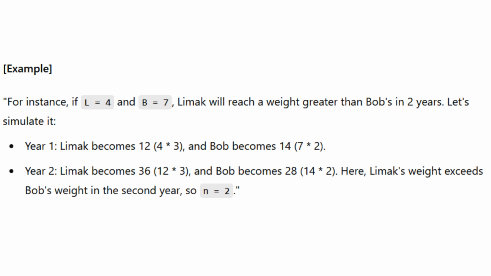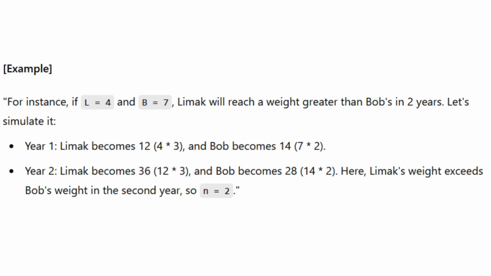Year 1, Limak becomes 12, 4 by 3, and Bob becomes 14, 7 by 2. Year 2, Limak becomes 36, 12 by 3, and Bob becomes 28, 14 by 2. Here, Limak's weight exceeds Bob's weight in the second year, so N equals 2.